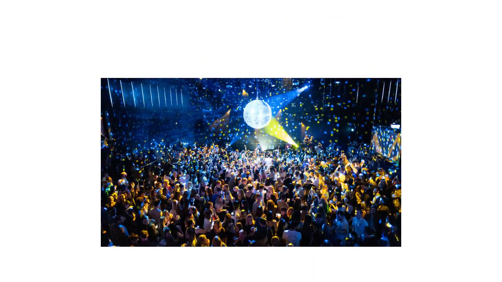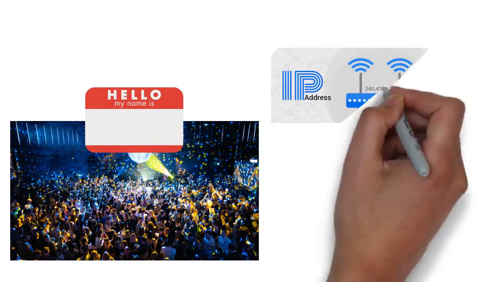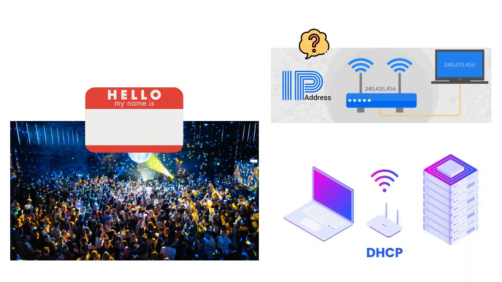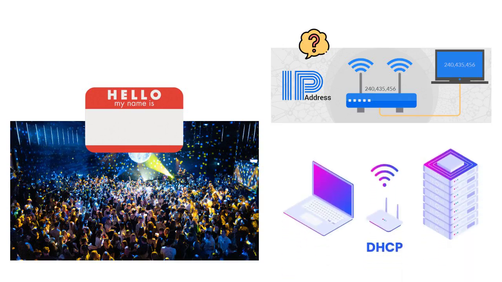Imagine joining a huge party where everyone wears name tags. Without one, nobody knows who you are. In computer networks, your name tag is an IP address. But here's the question: who hands these out automatically without you even noticing? That silent background worker is DHCP, the Dynamic Host Configuration Protocol.